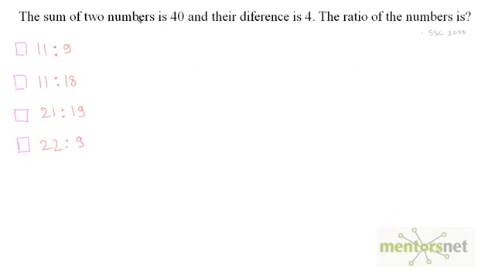The sum of two numbers is 40 and the difference is 4. What is the ratio of these numbers? So we have been asked x by y if the numbers are x and y. And what has been given is the sum of two numbers and their difference. So x plus y is equal to 40 and x minus y is equal to 4. Now you have two equations. You can add these equations and you get rid of y, so you can find out the value of x.